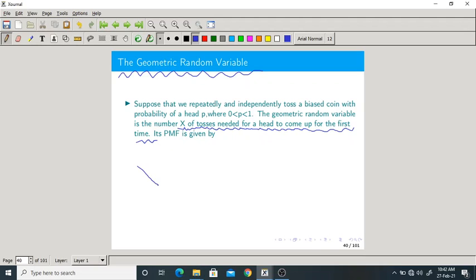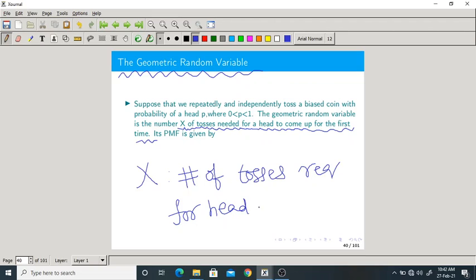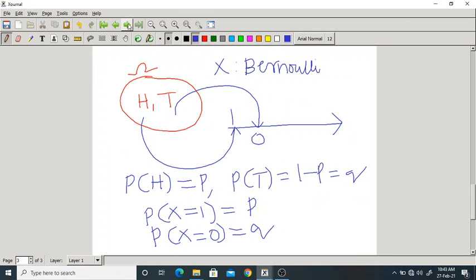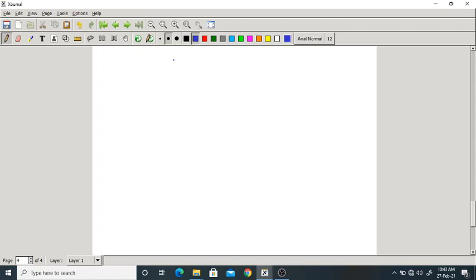Okay, so how is it defined? Defined as the number of tosses required for a head to come up for the first time. What do you mean by this? So here this is a geometric random variable.